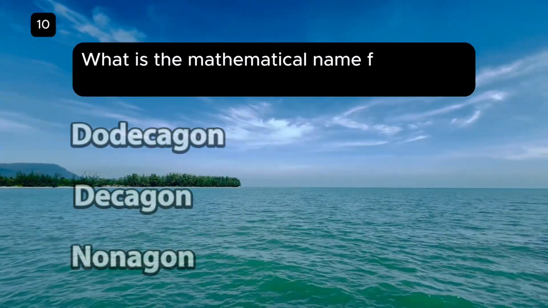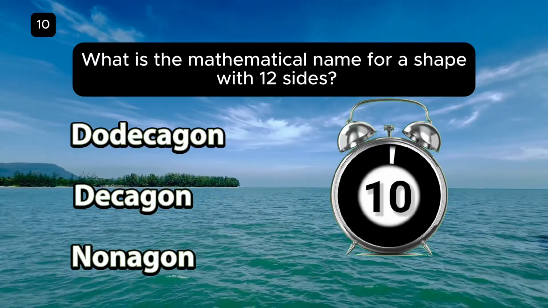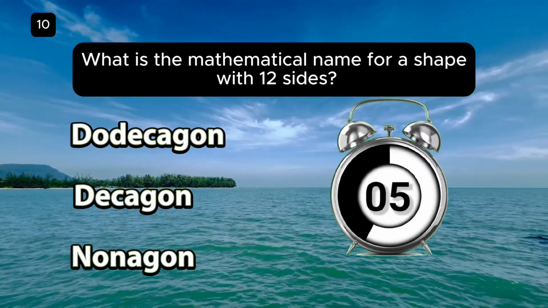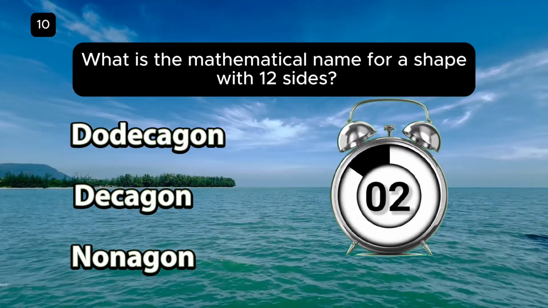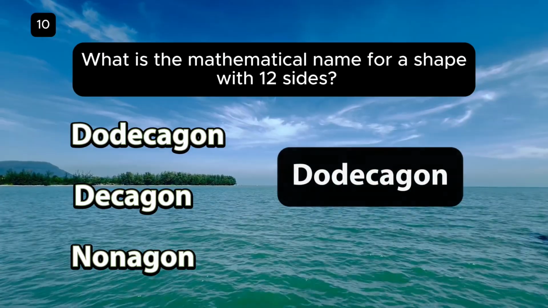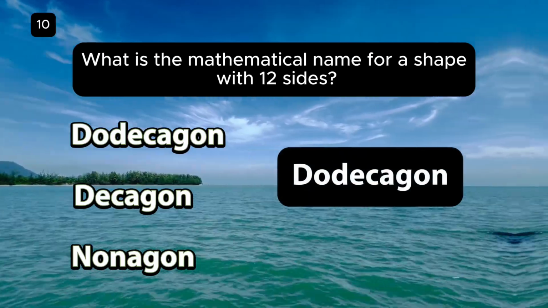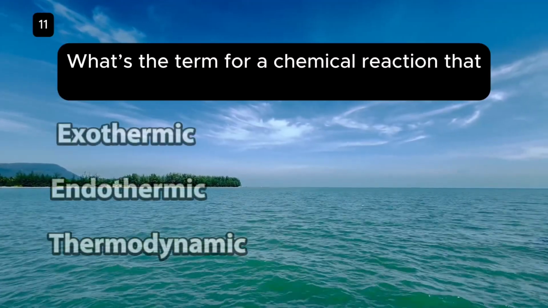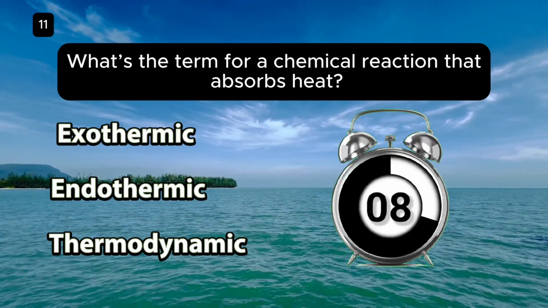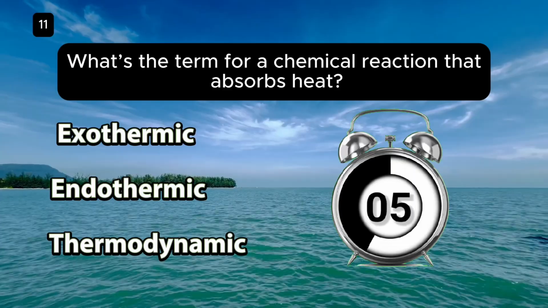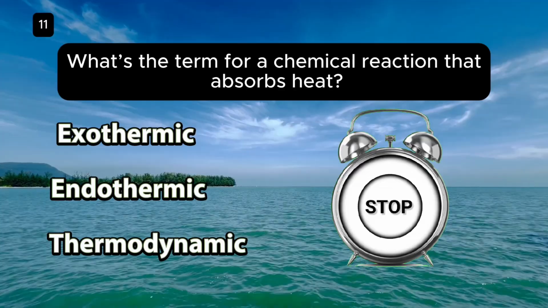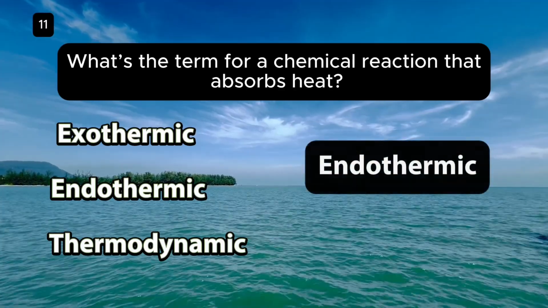What is the mathematical name for a shape with 12 sides? And the correct choice is dodecagon. What's the term for a chemical reaction that absorbs heat? The correct answer is endothermic.